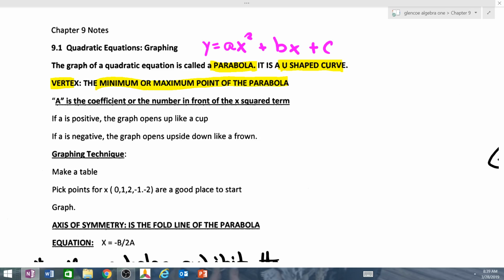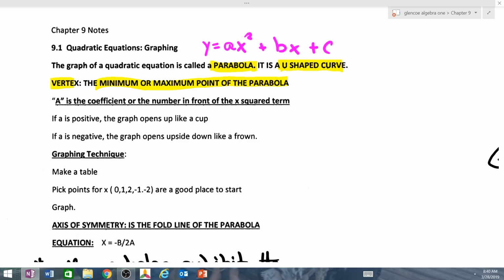The vertex is the minimum, which would be the lowest point on the graph, or the maximum, which is the highest point on the graph of the parabola. So again, the graph of a quadratic equation is called a parabola. The shape of it is a U-shaped curve. A is the coefficient, or the number in front of the x squared term.